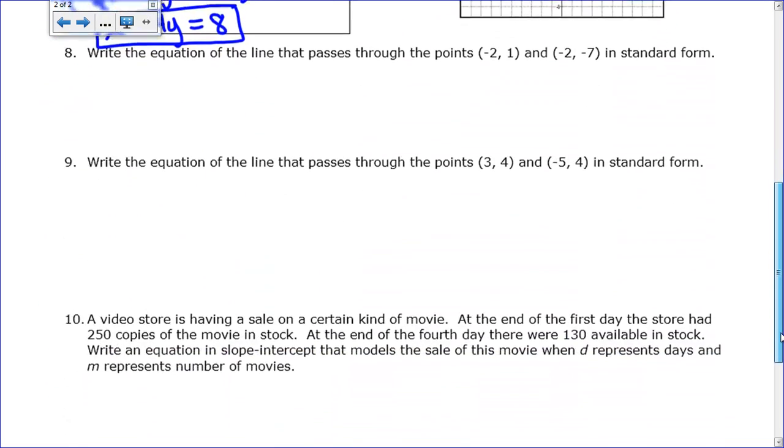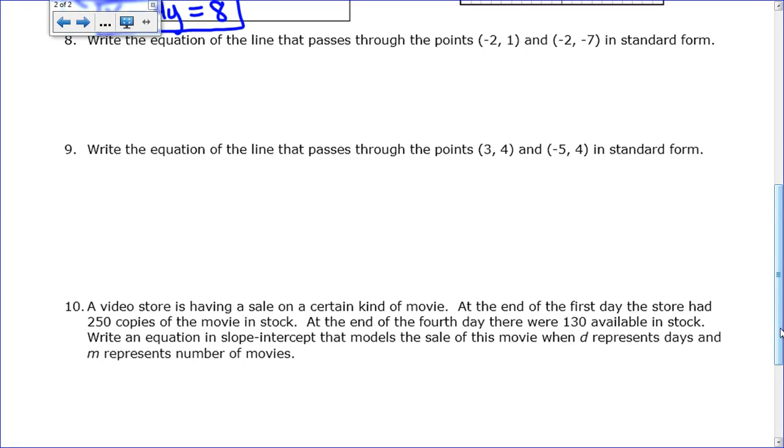So you have 2 more examples. Oh, I lied. There are 3 more examples. Number 8 wants the equation of the line that passes through these 2 points, and they want it in standard form. Well, step number 1, we're going to have to find the slope. Just like we did with the last problem, we're going to subtract the y's and subtract the x's.